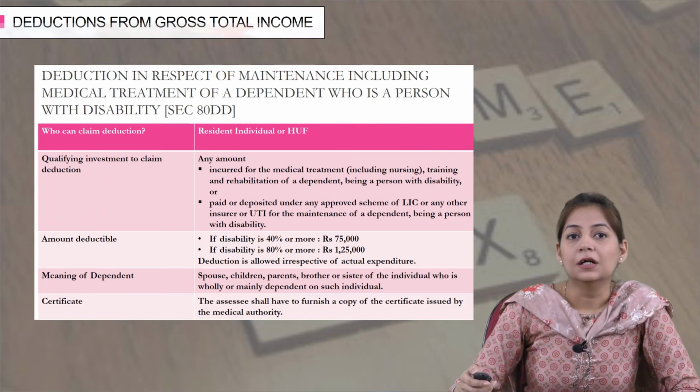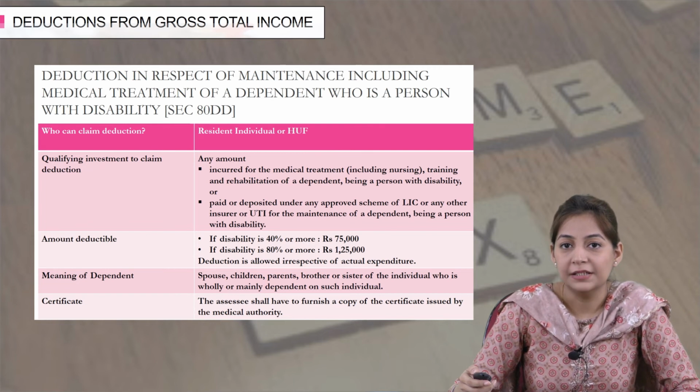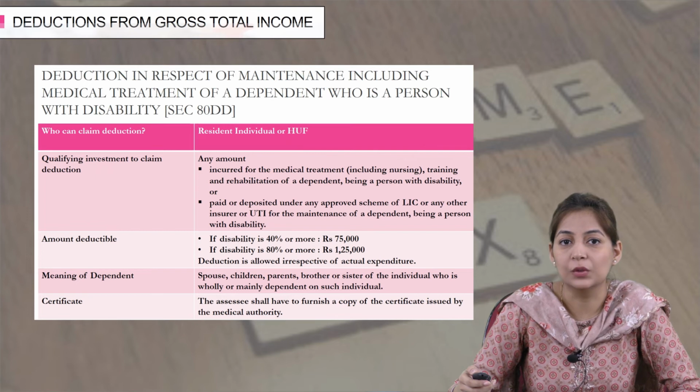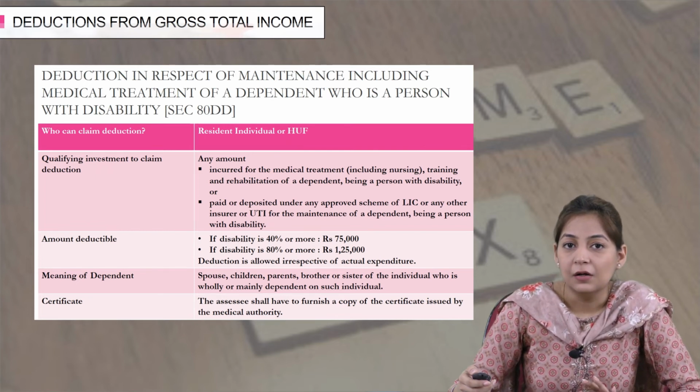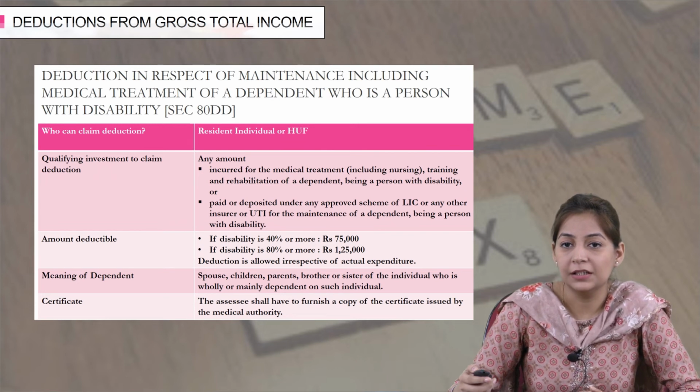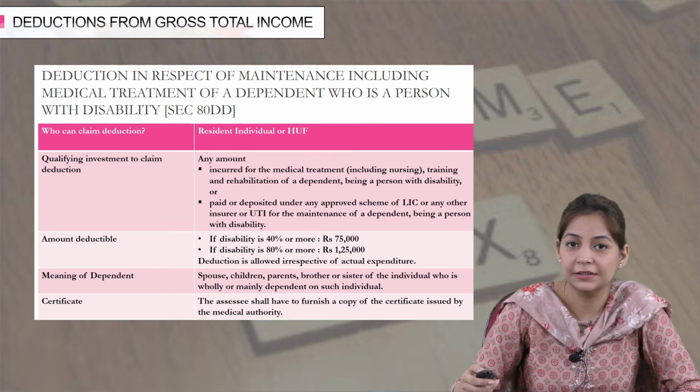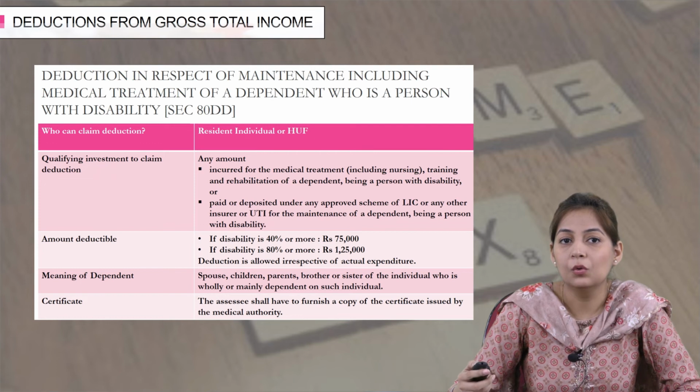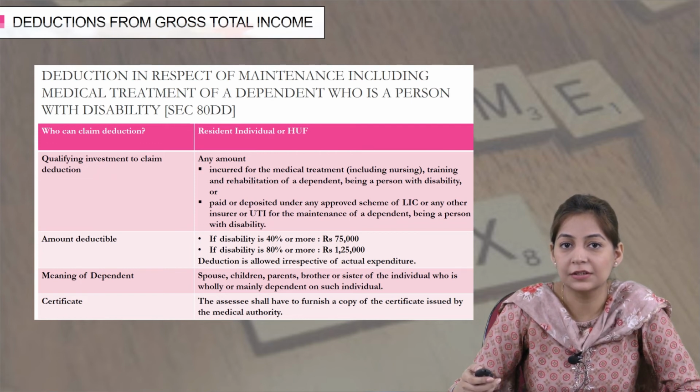Next is deduction in respect of maintenance including medical treatment of a dependent who is a person with disability, section 80DD. With the help of this 80DD, we can remember this section: dependent, disabled. These are the keywords. Who can claim the deduction under this section? The deduction can be claimed only by a resident individual. That means you have to be a resident, right?